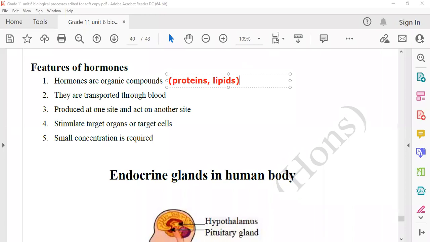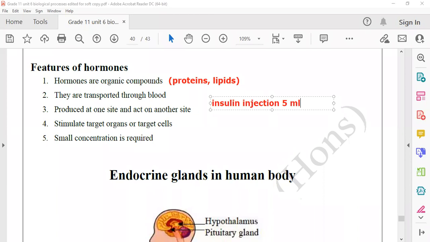And finally, hormones are needed in small amounts. Now, have you seen people taking insulin injection? Yes, sir. According to your knowledge, how many milliliters they will be injecting into the body at a time? How many milliliters? Approximately how many milliliters? 5 milliliters.